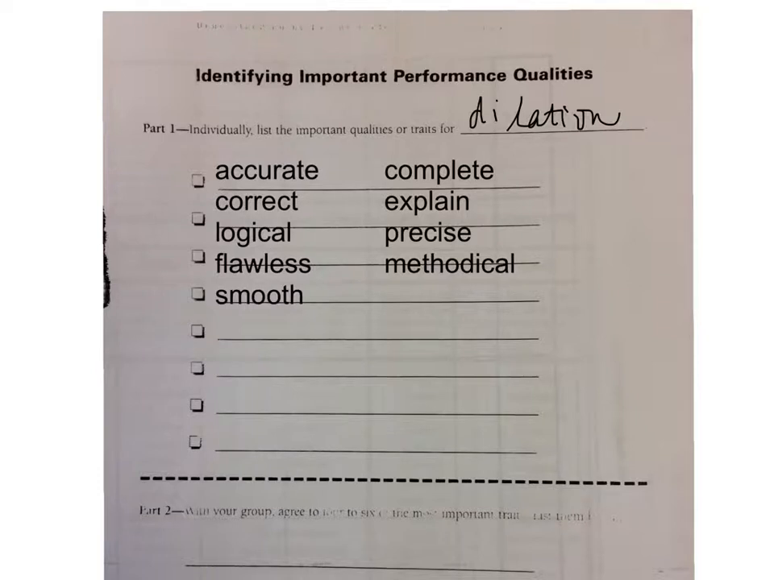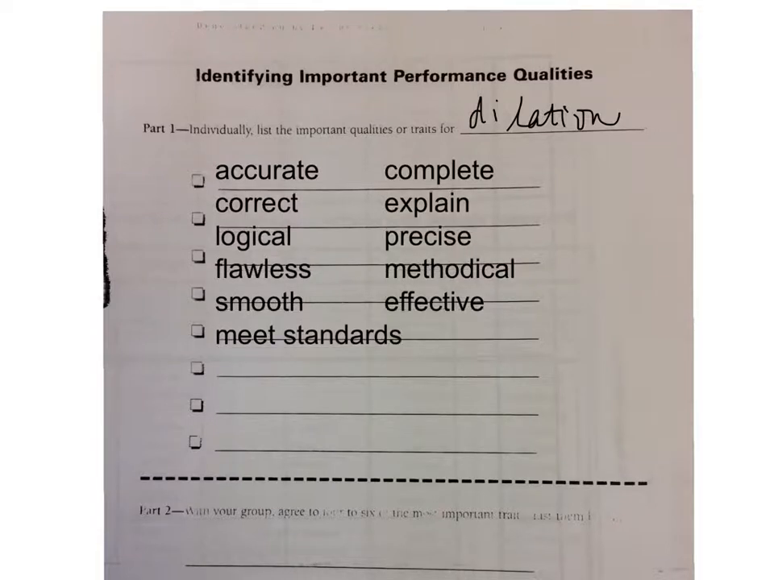And then finally the result column. I want their work to be effective. I want them to be able to have done what they were supposed to have done. I want to make sure that they've met the standards that I've set forth for them. And that's it.